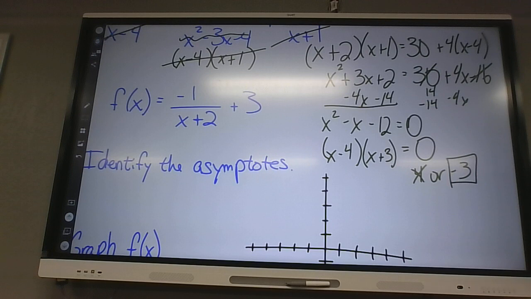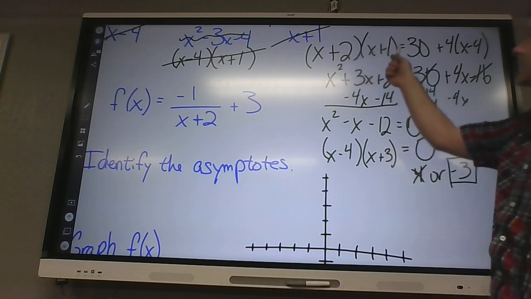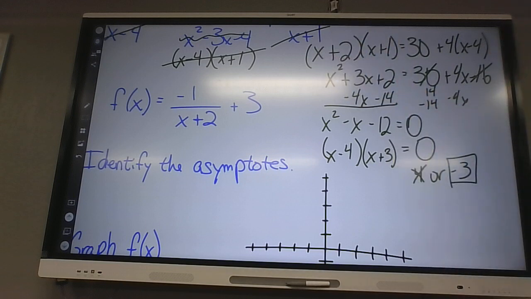How did you get x plus 3, x plus 2? I foiled this. Foiled? Yeah.